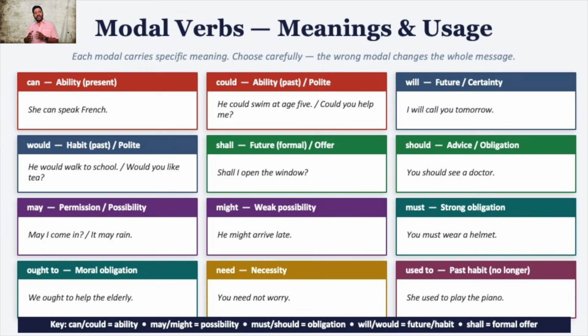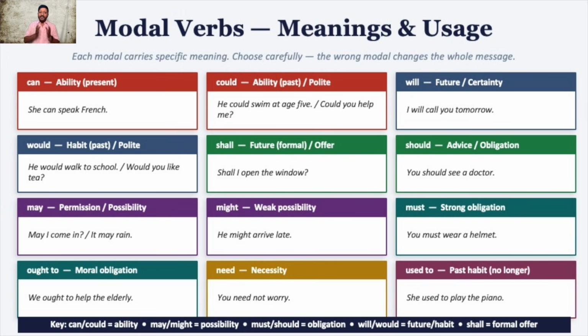If you use the word shall, it becomes a future or perhaps an offer. Shall I open the window? I shall see you tomorrow. If you use should, it is advice or perhaps an obligation. You should see a doctor. You should submit your assignment tomorrow. If you look at the word ought to, you can use it as a moral obligation. We ought to help the elderly.